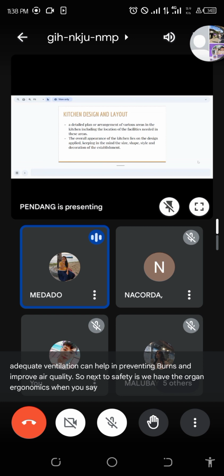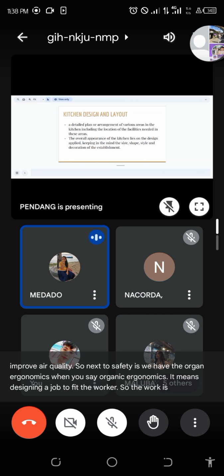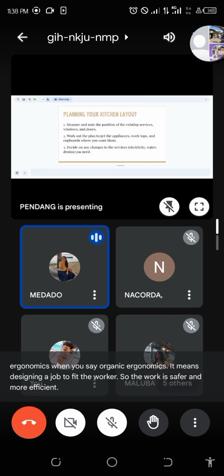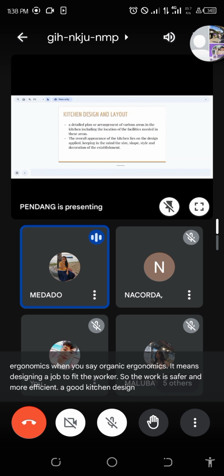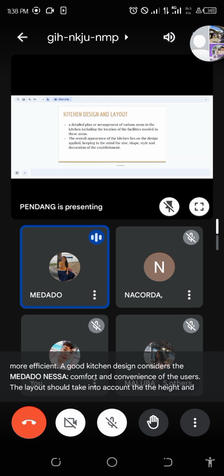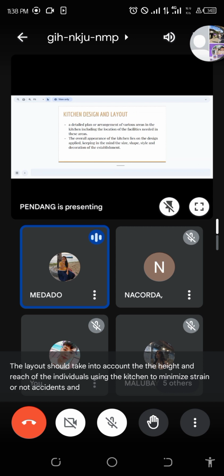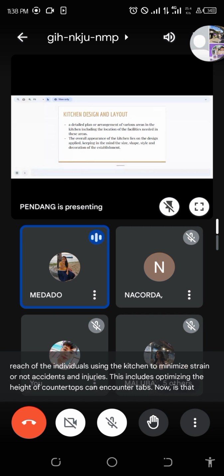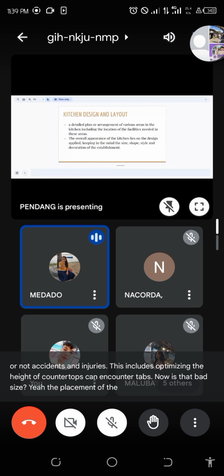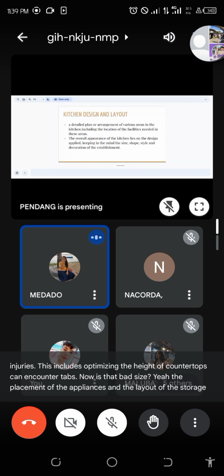When you say ergonomics, it means designing a job to fit the worker so the work is safer and more efficient. A good kitchen design considers the comfort and convenience of the users. The layout should take into account the height and reach of the individuals using the kitchen to minimize strain or accidents and injuries. This includes optimizing the height of countertops. Kanang countertops nga kung gamay ka nga tao is dapat po sakto ra sa imong size niya. The placement of the appliances and the layout of the storage spaces.